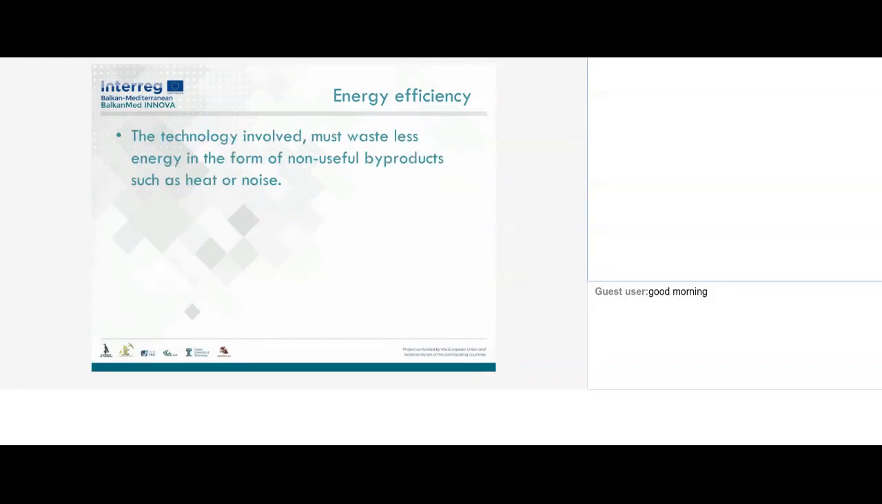So energy efficiency involves technology, and this technology must waste less energy in the form of non-useful byproduct in order to be efficient. And the main non-useful byproduct of the technology we use, of the machinery that we use, is heat, of course, and noise.